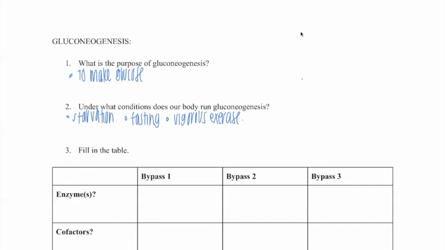So for example, if you're running, meaning vigorous exercise, then your body is going to run through the stored carbs or sugars in your body pretty quickly. So then your body's going to undergo gluconeogenesis in order to make sugar so that your body can run, okay? So under what conditions does our body run gluconeogenesis? All of these. And then you can also say low sugar in our body, right?